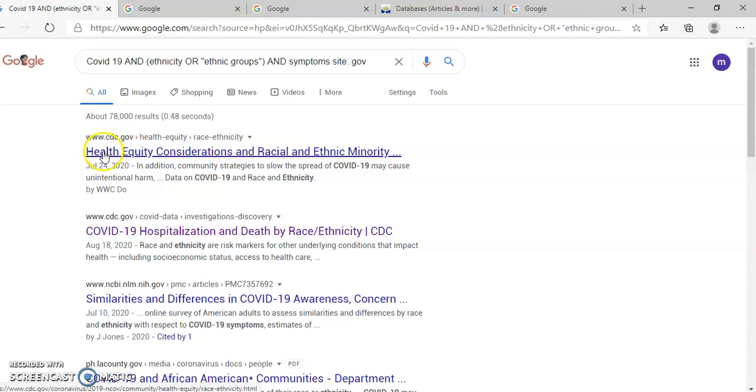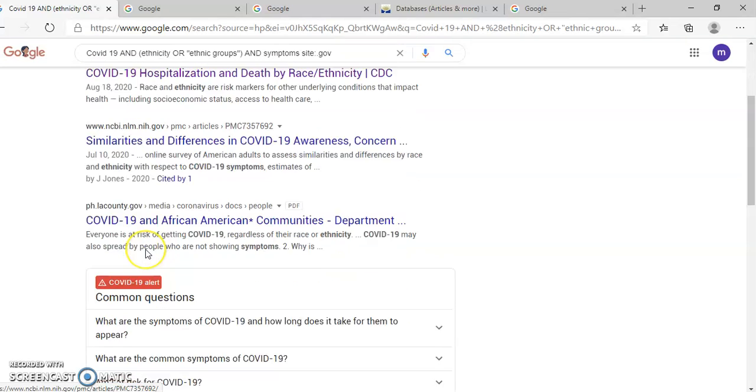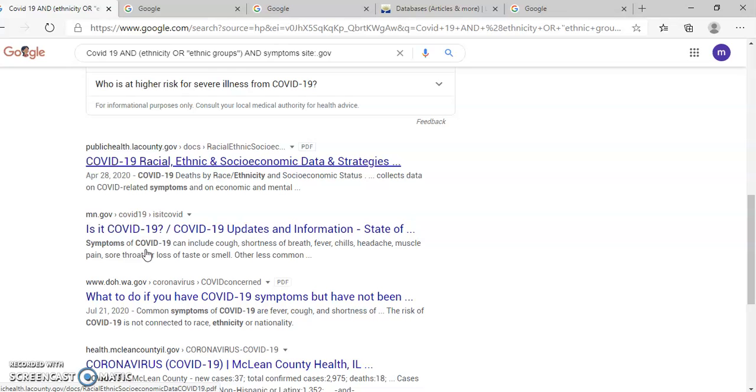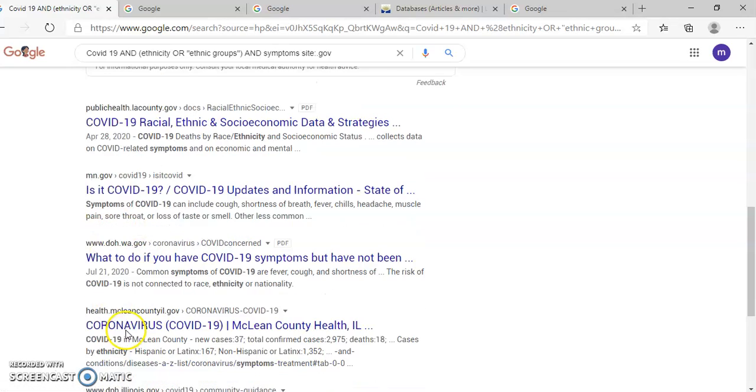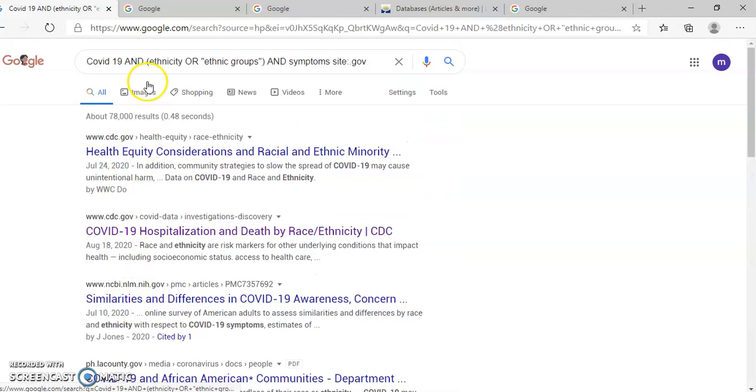The CDC is the first one, Health Equity Considerations of Racial and Ethnic Minority Groups. And then there's also one from the National Institute of Health. And you can scroll down and see others from state government websites as well. I'm going to actually look at the very first one, even though you should always look more than one page in when you're doing a Google search, because this does look like it's appropriate.